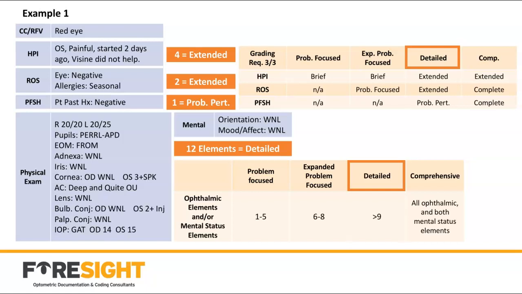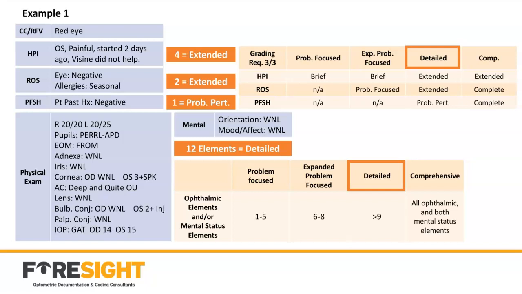So this patient had a red eye, and based on this slit lamp, you see on the left eye there is some SPK there. So we have a detailed history and detailed physical exam. Looking at this, even before we know what the medical decision making is, even before we think about that, we're already at a detailed detail.